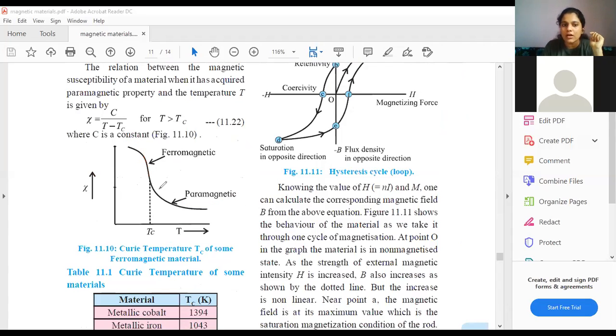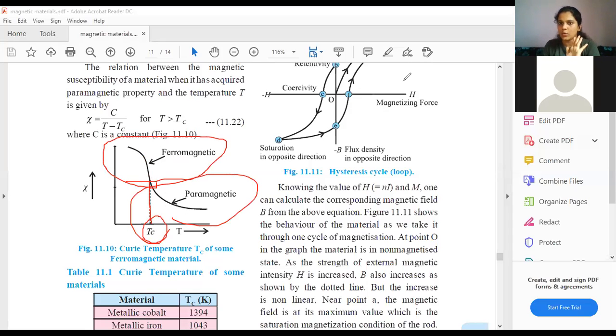Now here comes a point on this temperature scale called the Curie temperature. Until that Curie temperature is reached, the material behaves like a ferromagnetic material. Once the external temperature crosses that Curie temperature value, it will behave like a paramagnetic material. Very simple graph, very simple to understand.